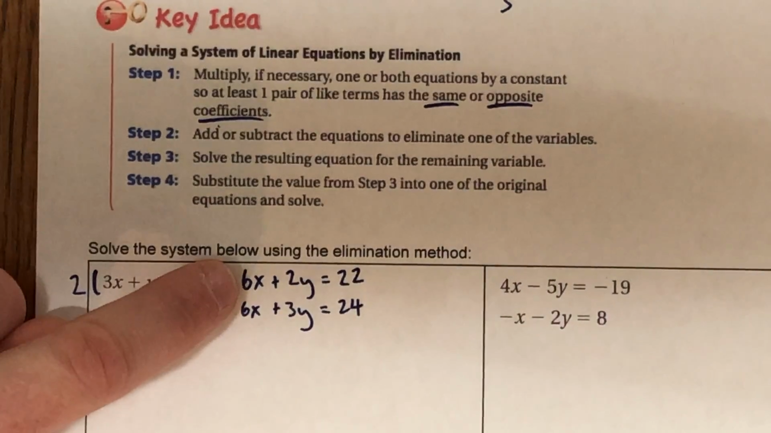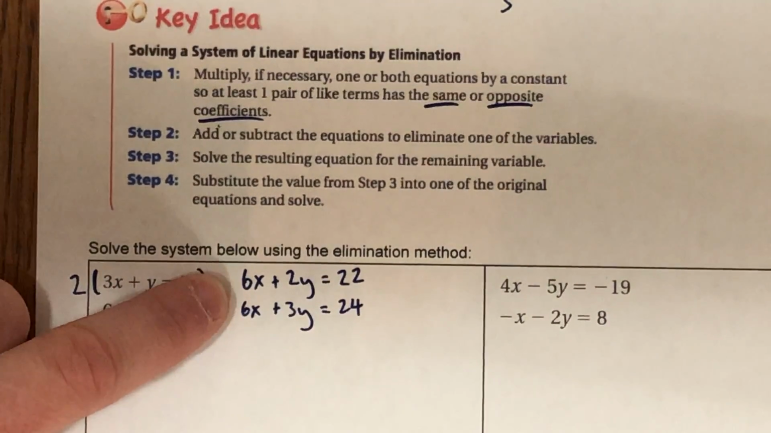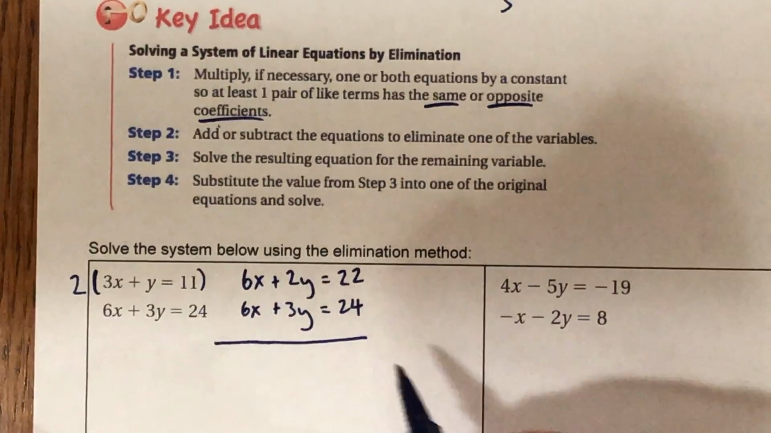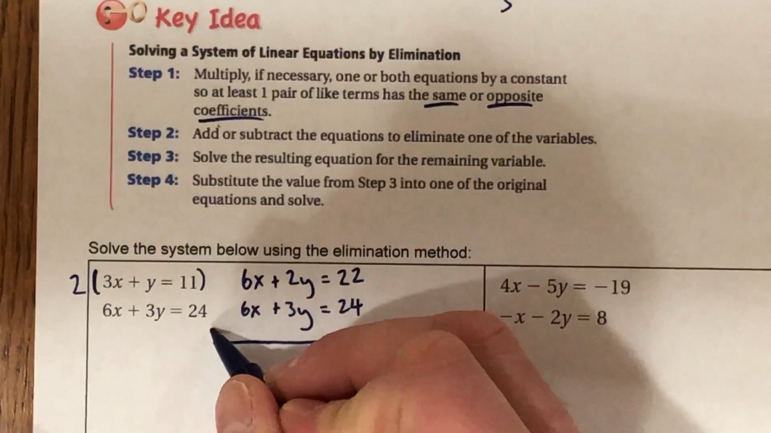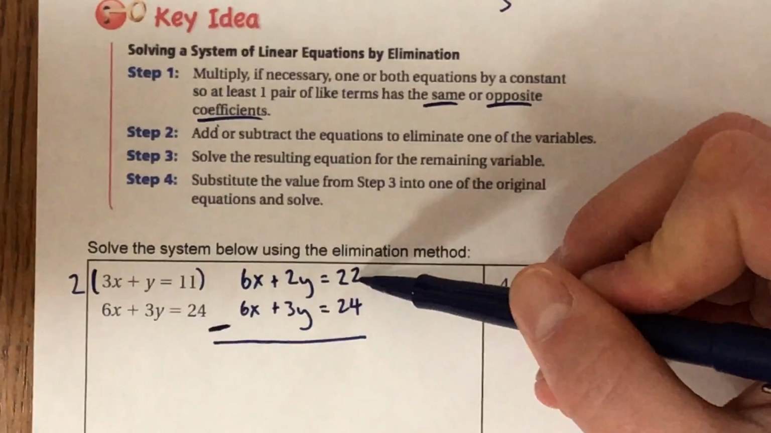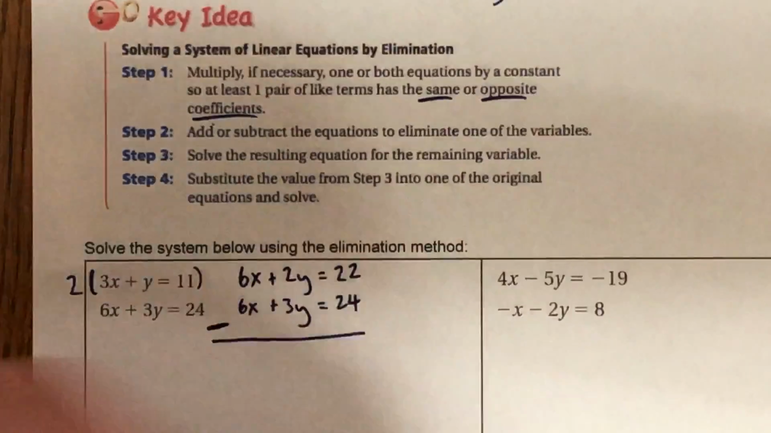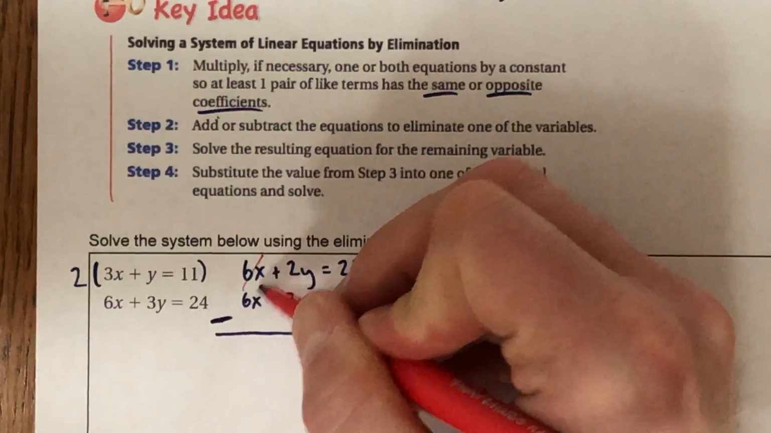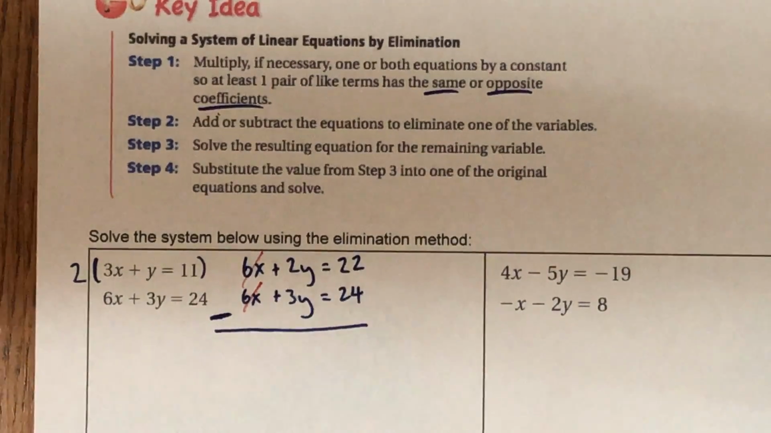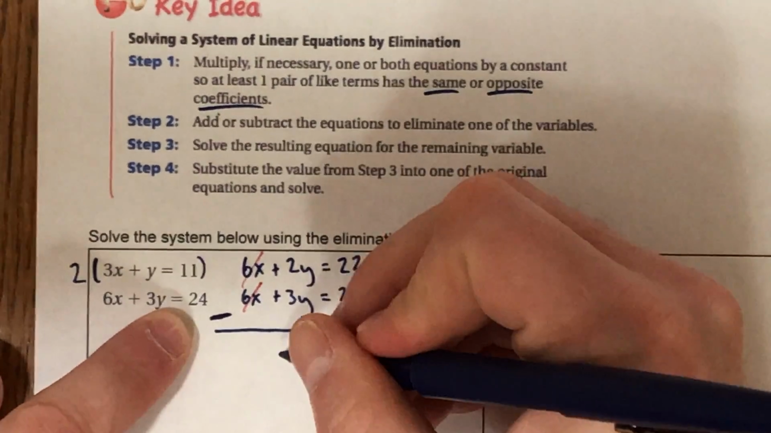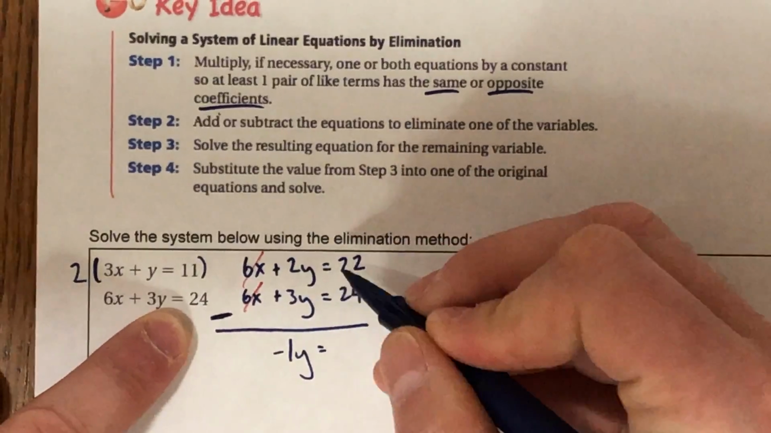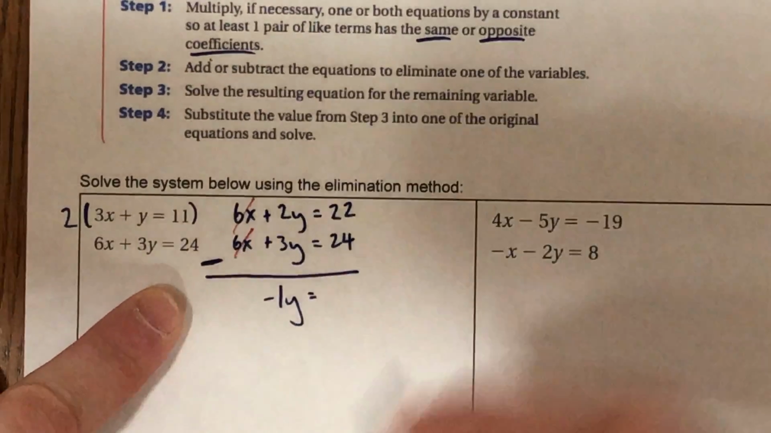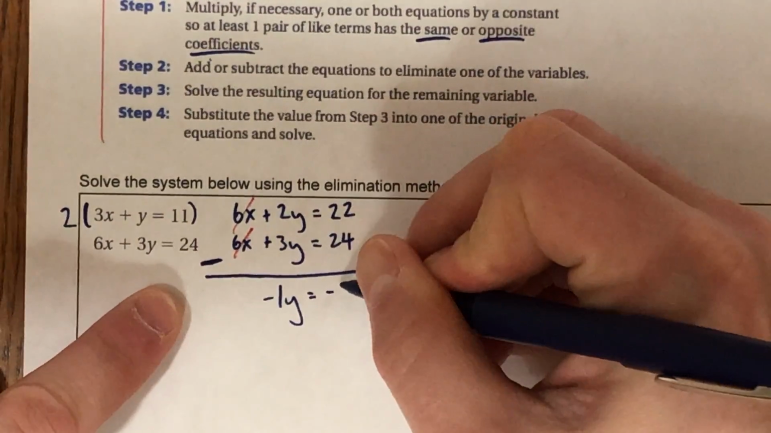Okay, so the coefficient of x is now exactly the same, 6x, 6x. Now I want to eliminate a variable. The only way to do that is by subtraction. So I'm going to take this first equation, and I'm going to subtract the entire second equation. 6x minus 6x is 0. It eliminates. That's why we call it the elimination method. 2y minus 3y is negative 1y. 22 minus 24 is negative 2.